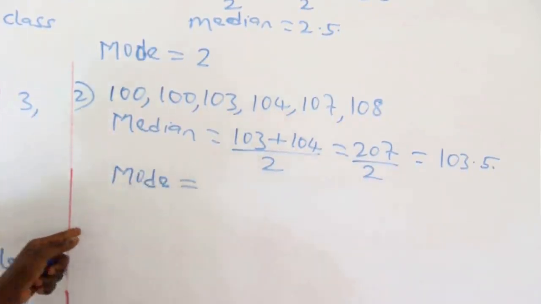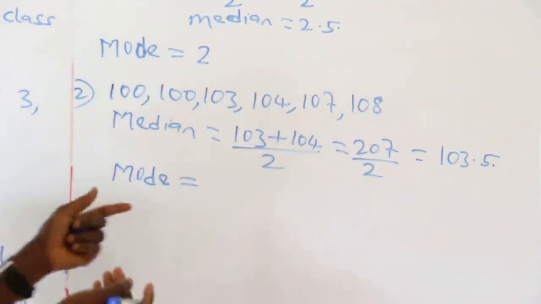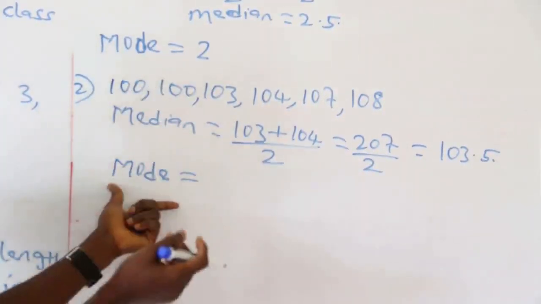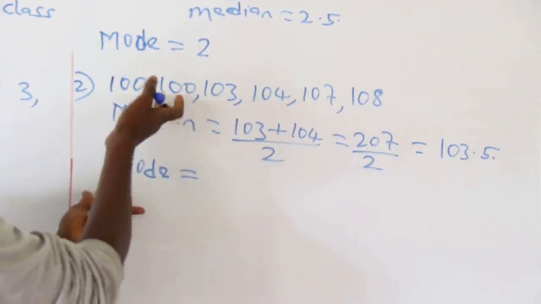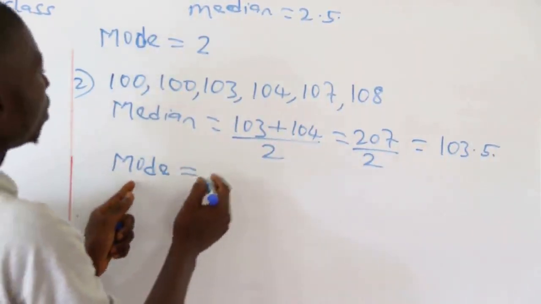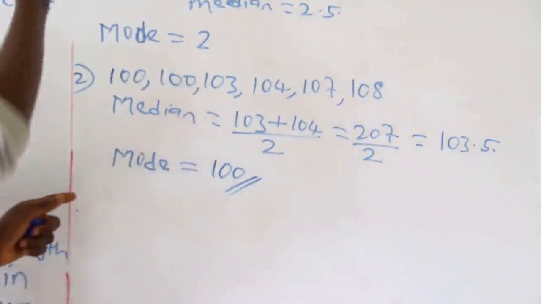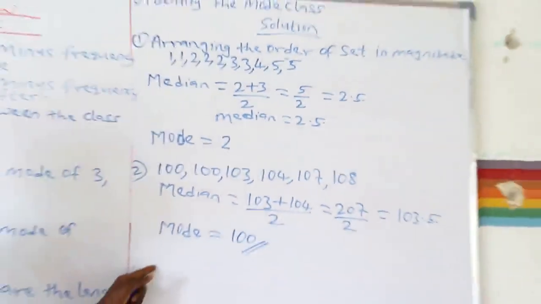To find the mode, we said mode is the number that occurs most. Now 100 occurs in how many times? It occurs 2 times, and it's the highest number of frequency. So our mode here is 100. Final answer. This is for example 1 and this is for example 2.